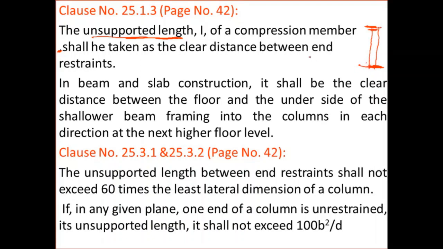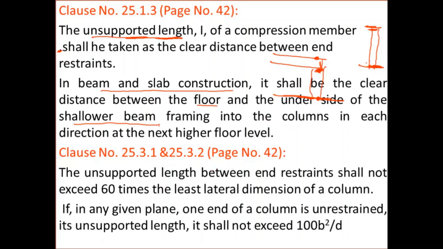But always the column will not be like this. Instead, this is the beam, this is the column, and this is the floor here. Now the definition is clear distance between the end restraints. So this is one restraint here, this is another restraint here. You should not measure it to the level of the floor here. Instead, we have to measure it to the level of the beam. That point is given here: in beam and slab construction, it shall be the clear distance between the floor and underside of the shallower beam. So for that you have to consider that.